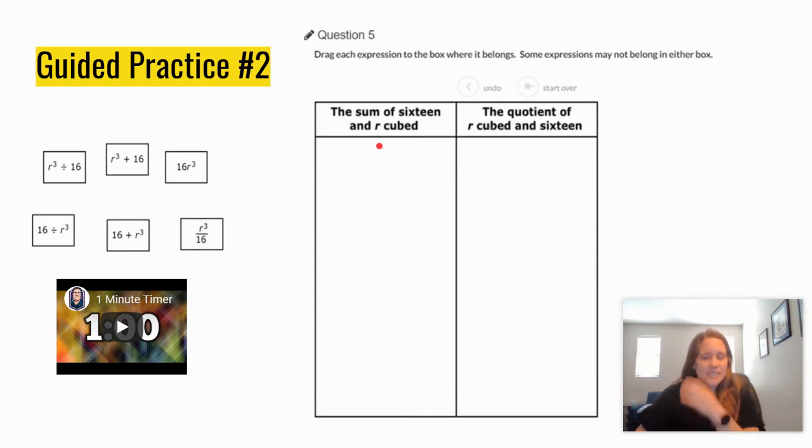So the sum of 16 and r cubed and the quotient of r cubed and 16. What does cubed mean? Cubed means to the power of 3. So I see the sum of 16 and r cubed, and I'm thinking, what operation does the word sum represent? Yes, it represents addition. Can you go ahead and put this table on your paper, on your notes, and go ahead and sort as many of these as you can into categories? Remember that sum will not be in either category. Go ahead.